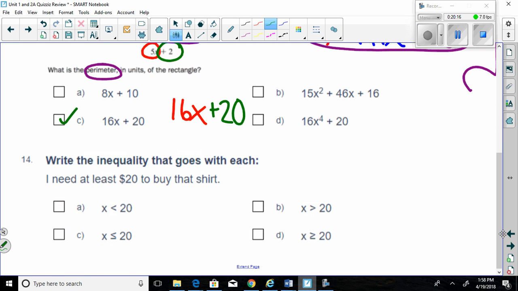All right, I need at least $20 to buy that shirt. A and B. C. I don't think it's B. Think about it. If you need at least $20 to buy a shirt, do you need less than $20 or exactly 20? No, I know. You need more than $20. Right? Because if you need at least $20 and you have 18, they're going to turn you down.